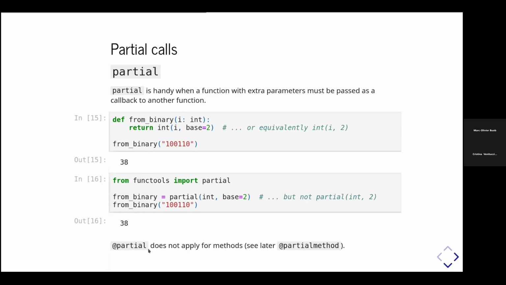So we now know how to use the partial function. We might wonder how it works for methods. For methods, you have to be careful. You have to use the @partialmethod.